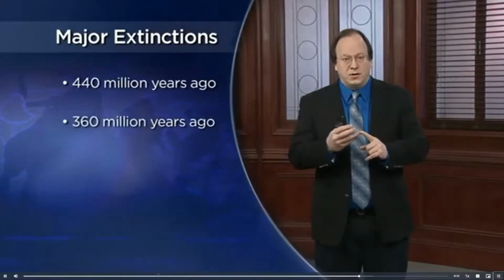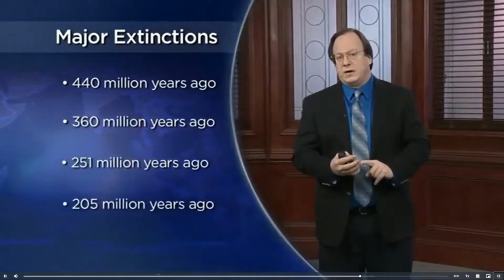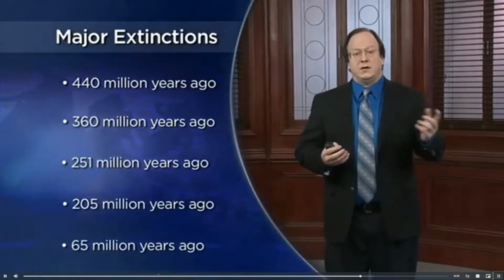There have been 5 major extinctions since then, at 440, 360 million years ago, 251 million years ago, 205 million years ago, and 65 million years ago. The last one was when the dinosaurs died off. In each case, there was a massive die-off of life that opened up new environments and allowed for a new burst of life to occur.